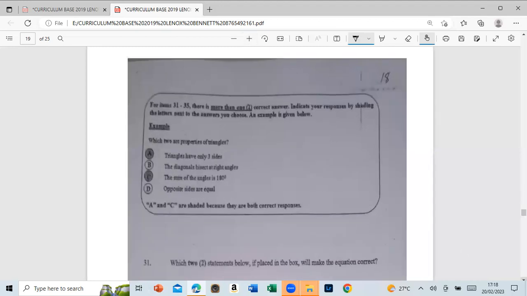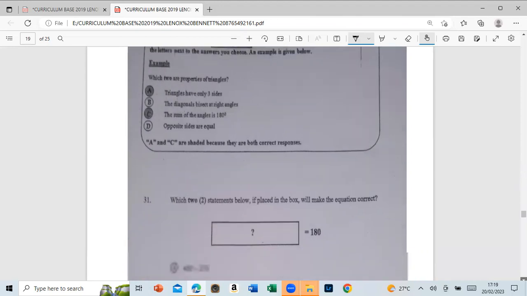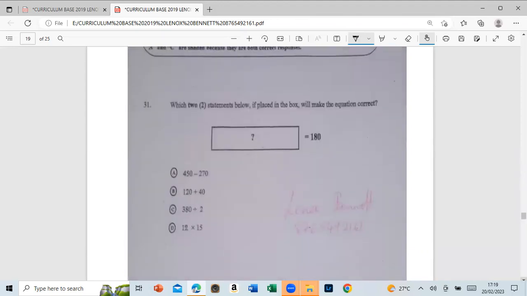It says now, for items 31 to 35, more than one correct answer. Indicate your response by shading the letter. I'm just going to tick through and give you an example. So it says, which two statements below, if placed in the box, will make the equation correct? So guys, you definitely have to go try them because they are tricky.